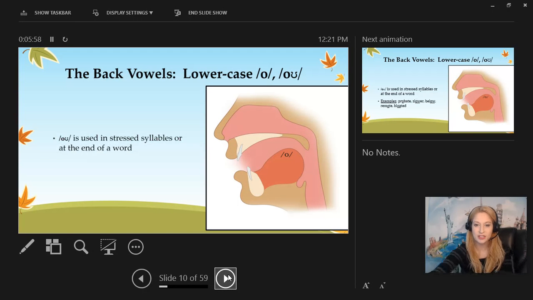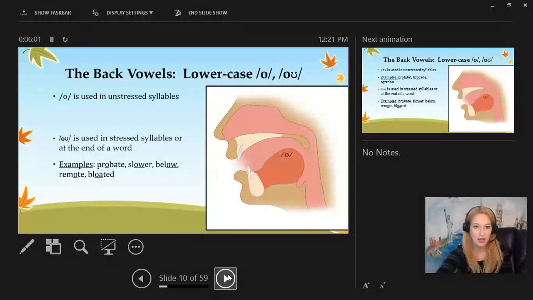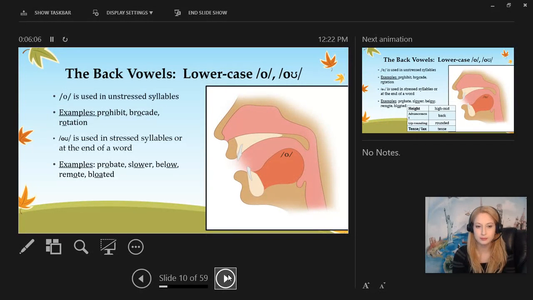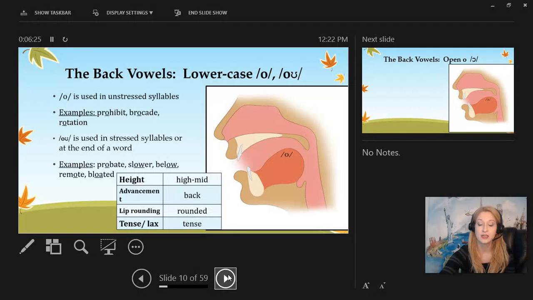Next we have the lowercase o and its corresponding diphthong. So o is used in unstressed syllables like prohibit, brocade, rotation. It's the o sound. And then the diphthong is used in stressed syllables or at the end of a word. For example, probate, slower, below, remote, bloated. The tongue is high mid and back. The lips are rounded, and it is a tense vowel.